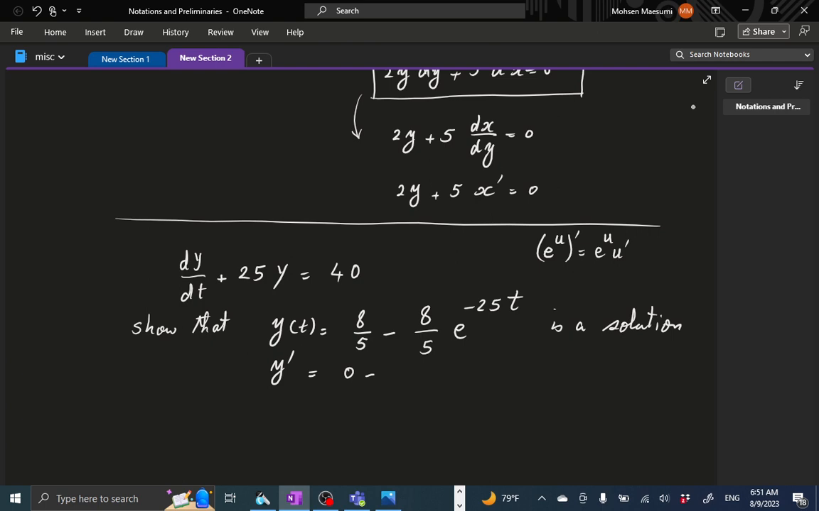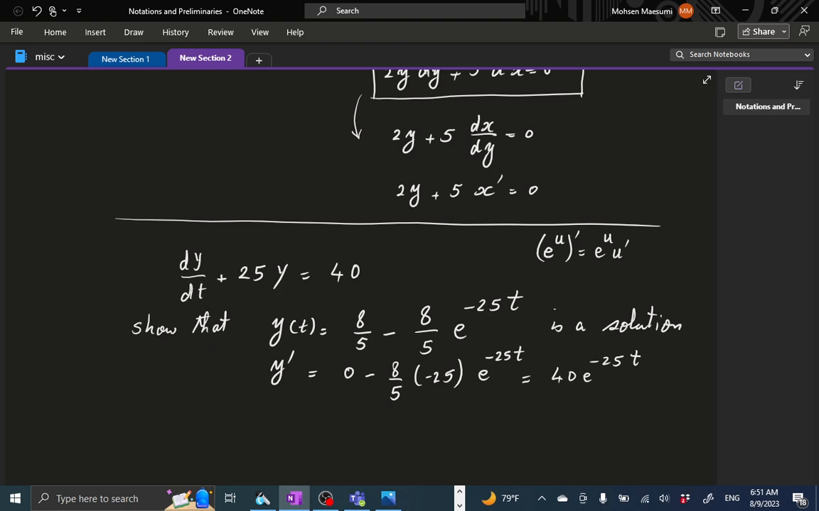And if you have a constant multiple, the constant multiple just multiplies the derivative as well. So this minus 8/5 stays. Derivative of the exponent is minus 25, and then exponential of minus 25t. I simplify. Well, 25 over 5 is 5 times 8 is 40. It becomes plus 40 exponential of minus 25t. This is my y prime.